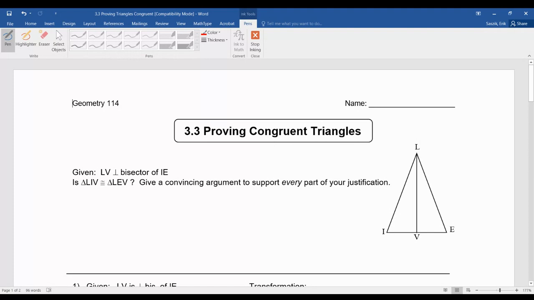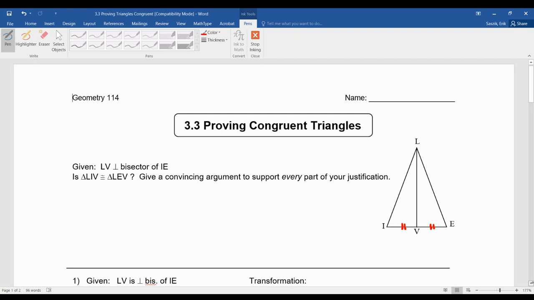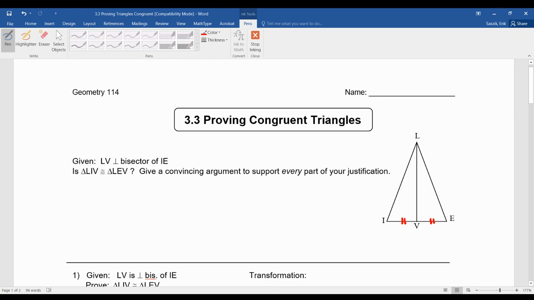Let's go ahead. We're told that LV is a perpendicular bisector of IE. So bisect means cut in half. That means that I'm using tick marks here just to help me see the diagram. That means that these two are congruent. And of course, we have right angles here and there. So it says, give a convincing argument to support every part of your justification.